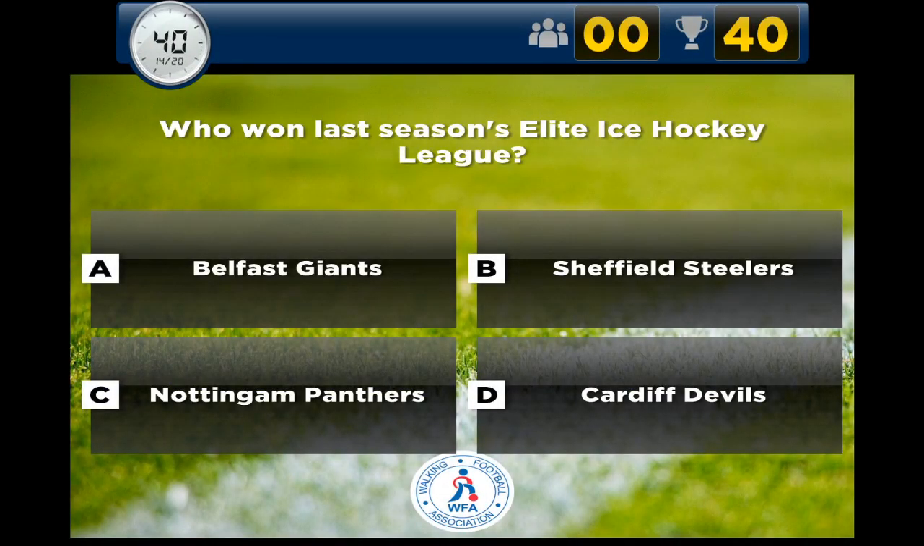So who won last season's Elite Ice Hockey League? Was it Belfast Giants, Sheffield Steelers, Nottingham Panthers or Cardiff Devils? So we're looking for the winner of last season's Elite Ice Hockey League. Either the Belfast Giants, the Sheffield Steelers, Nottingham Panthers or Cardiff Devils. 15 seconds remain.